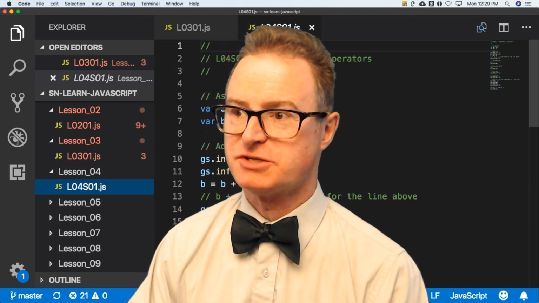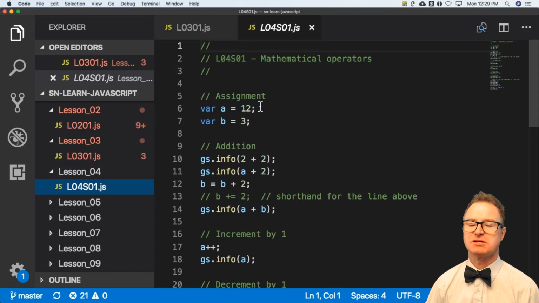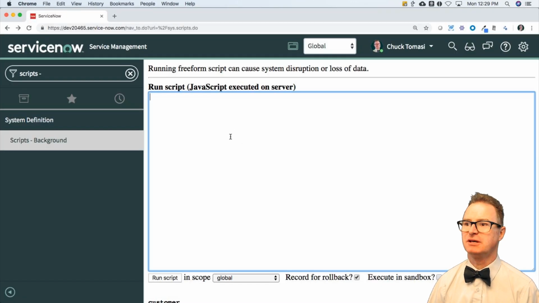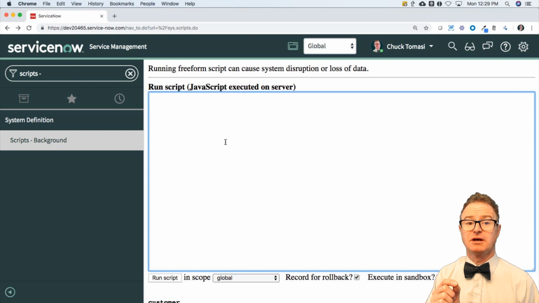Let me get out of the way so you can see this, and I'm going to take this script apart. We're on lesson 4, mathematical operators, and I'm going to take this script apart little by little so you can see what's going on. There are 5 main arithmetic operators in JavaScript. That is plus, to add 2 numbers together, and it also has a special meaning when we do this with strings. I'll show you that too.